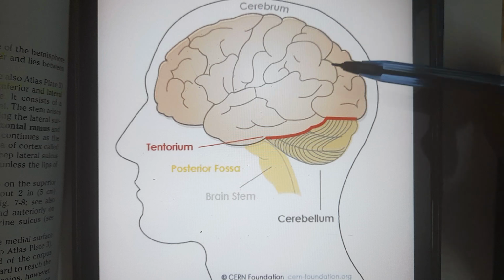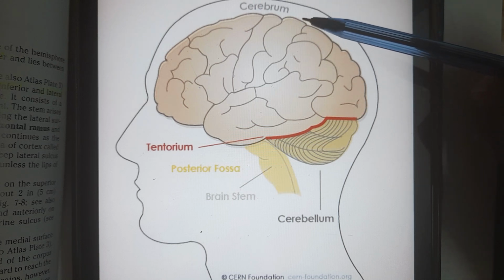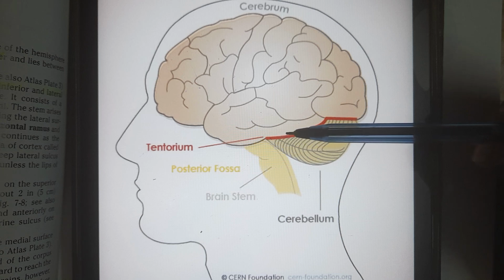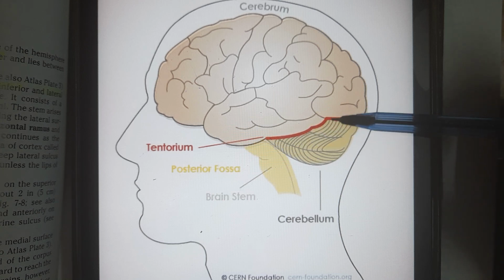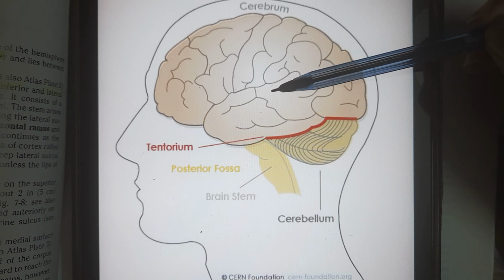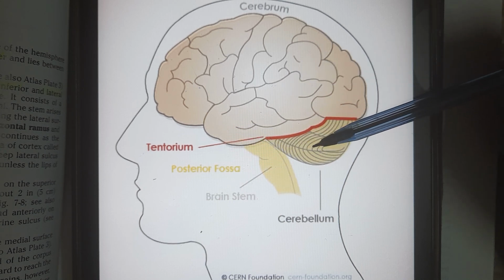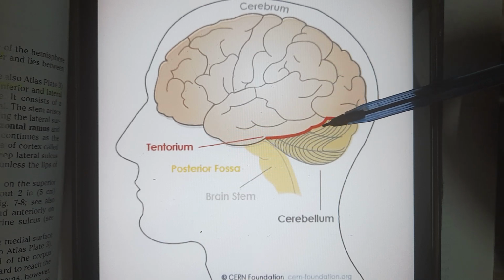Now, apart from the falx cerebri that was running between the two cerebral cortexes, we have this second fold which is known as the tentorium cerebelli, and it is a fold of the dura mater that is going to separate the cerebral cortex or the cerebrum from the cerebellum. So the cerebrum is separated from the cerebellum by a fold of the dura mater which is known as the tentorium cerebelli.